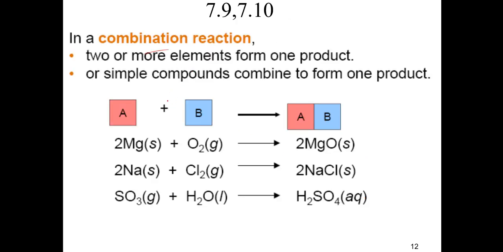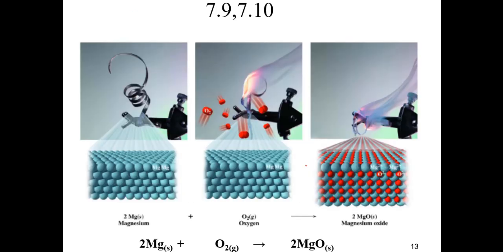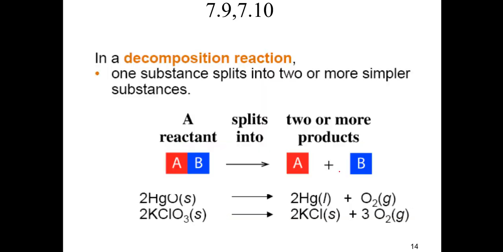So in a combination reaction, we're combining. Ooh, that's deep. We're combining reactants A and B, and they create the product AB. So two species come together, it's combination. So be able to recognize that pattern. So we're combining. This is magnesium. It's used in flares. It gets really bright, so bright it can burn out your retina. When you set it on fire, it combines with oxygen, forming this white solid called magnesium oxide.